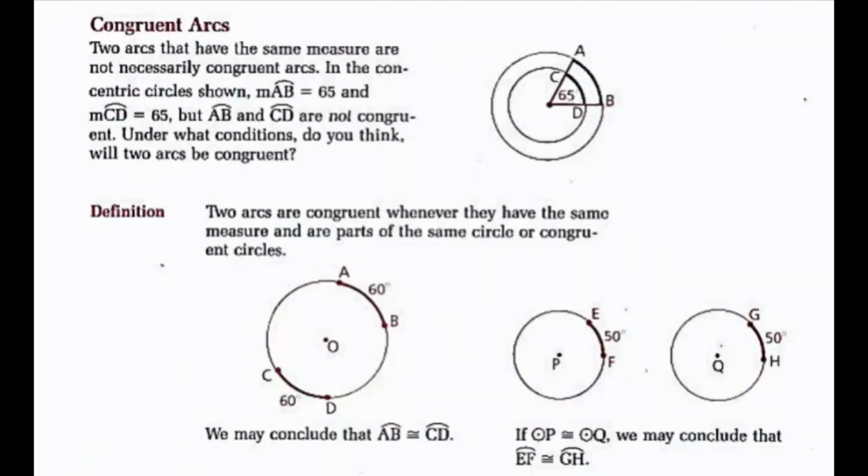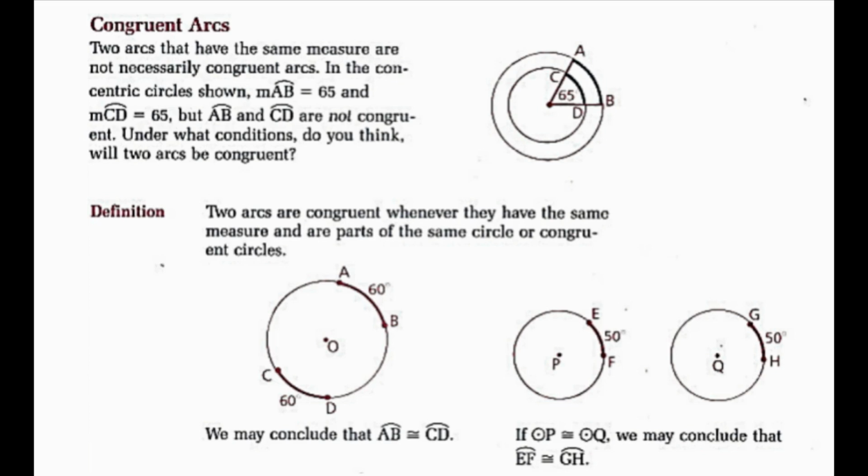Next, looking at congruent arcs, 2 arcs that have the same measure are not necessarily congruent arcs. Remember, measure is different from length. So looking at my figure to the right, I have concentric circles with arcs CD and AB that would have the same measure of 65. But because these are different circles, they would have different radii, giving the lengths of the arcs different measures. Arc AB would be larger than arc CD because the radius is bigger in that circle.